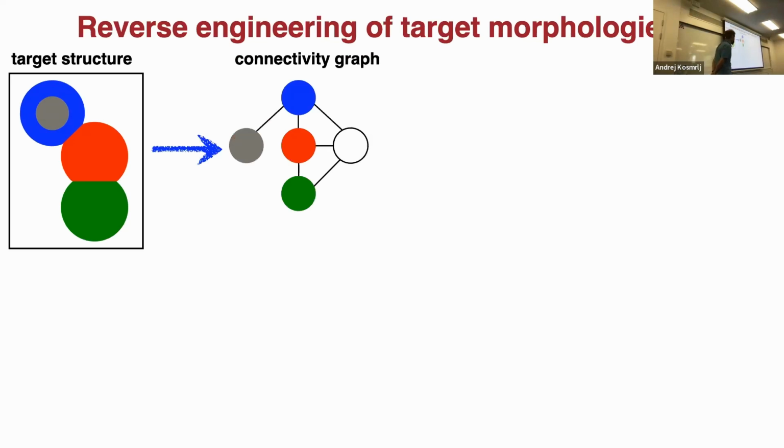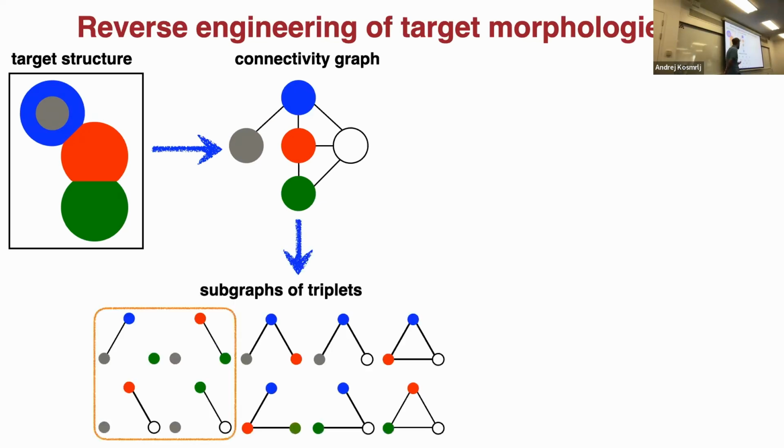So now you would like to know what you need to mix together in order to generate that, right? First I'm going to create a connectivity graph that corresponds to this structure. Then I'm going to break it into the subgraphs of all the possible triplets. And now I need to know how to use this information to figure out what to mix together.